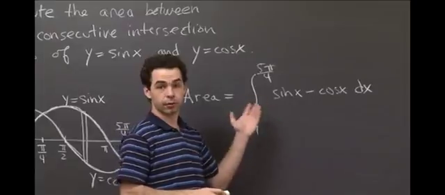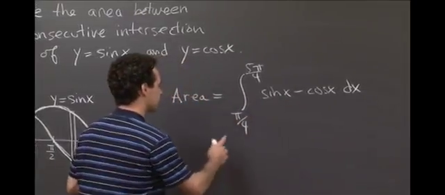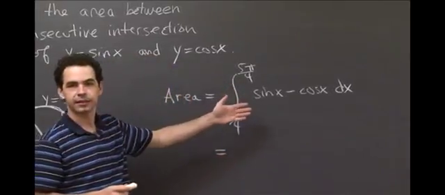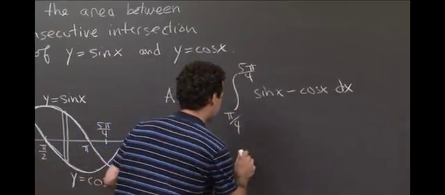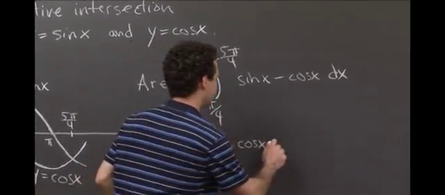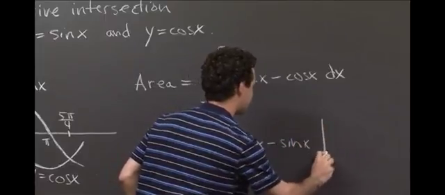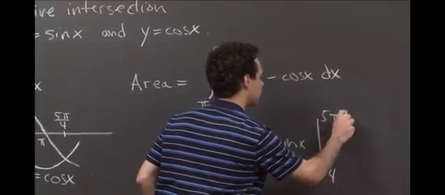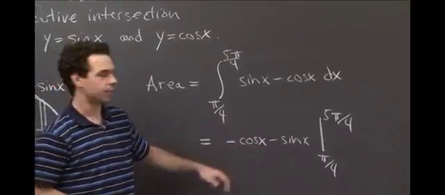If you did it backwards, if you wrote cosine minus sine, what you would get is exactly the negative of the area. Now we just have to integrate this. The function whose derivative is sine is minus cosine x, and the function whose derivative is cosine is sine, so it's minus sine x, evaluated between pi over 4 and 5 pi over 4. Now we just have to plug in the values.